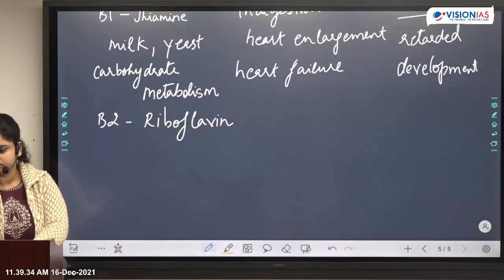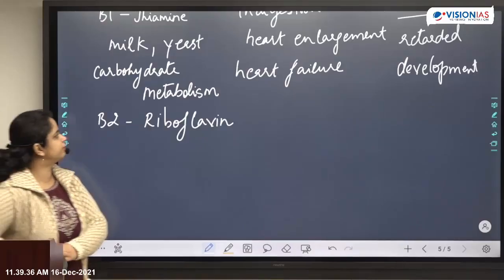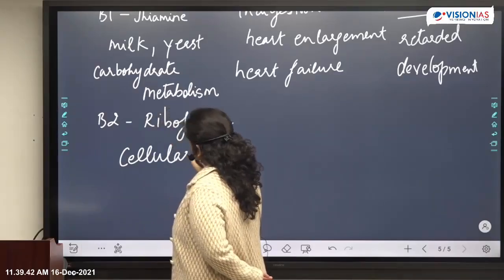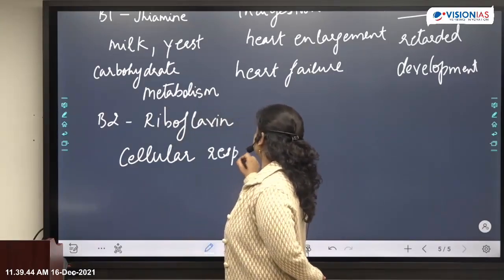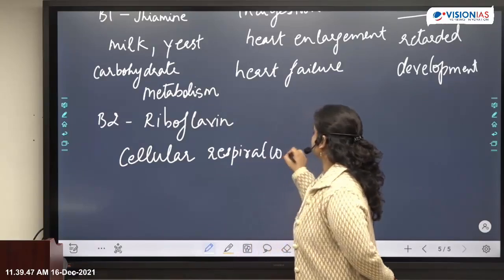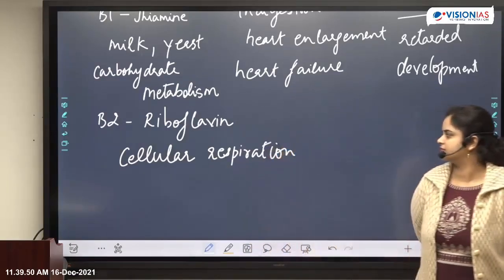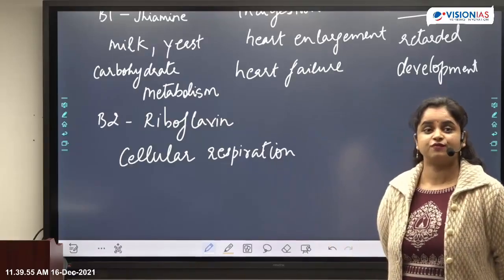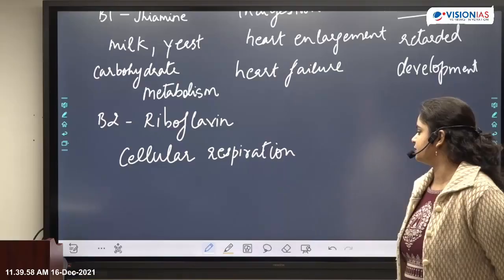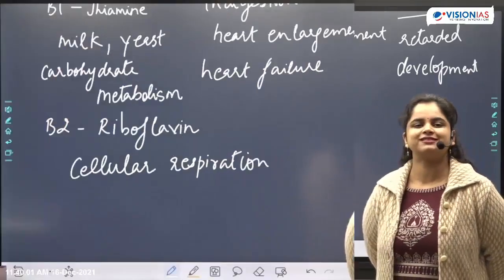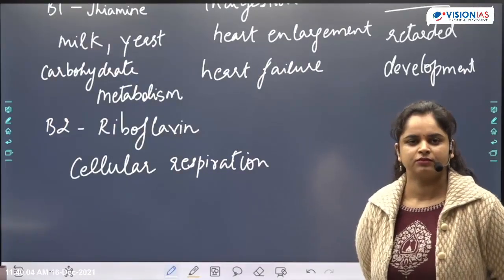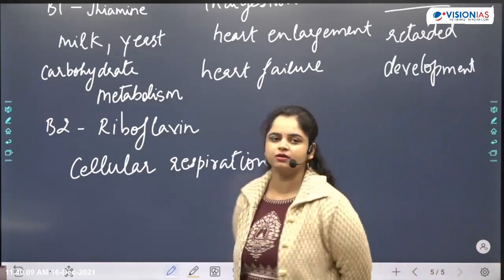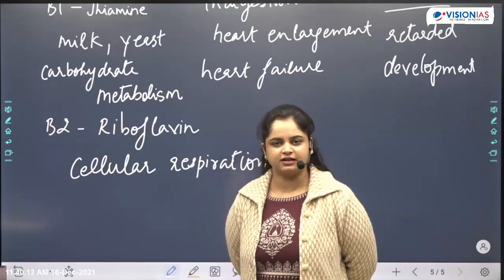It is needed for cellular respiration. Cellular respiration we will study. Here you should just know that this is a process in which cells produce energy. The process of energy production in the cells is called cellular respiration. And we will study how that works.